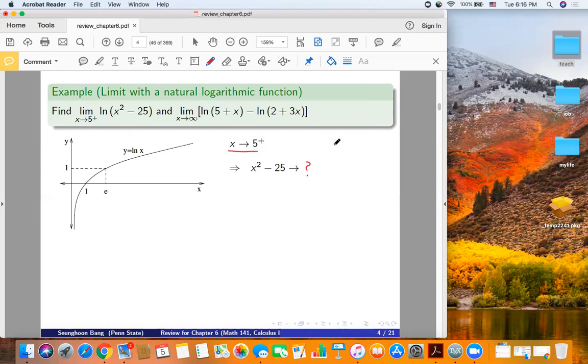0 from the right. So what do you think, other guys? Do you have the same answers? Yeah, you can plug 5 in here exactly. 5 squared minus 25 equals 0. Yes, 0 from the right. So we have it. What happens to the ln function? ln is going to, so what is the answer?